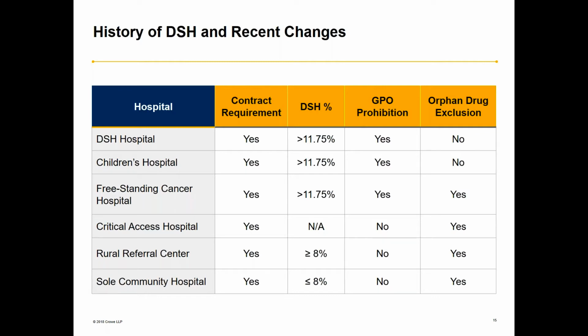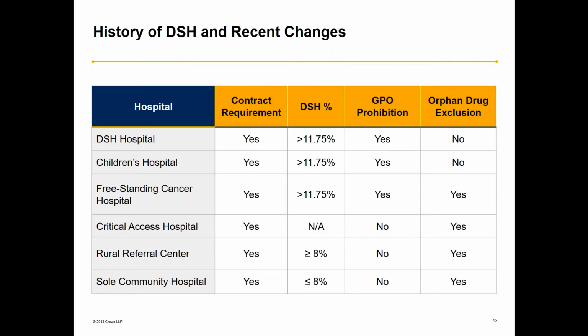So that piece of it has to be over 11.75% for PPS hospitals, children's hospitals, and freestanding cancer centers to get 340B payments. If you're a critical access hospital, basically you automatically qualify for it. If you happen to be a rural referral center or a sole community hospital, that DSH percent has to be over 8%.